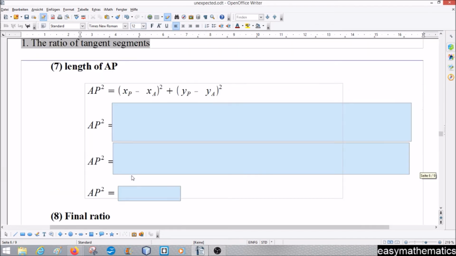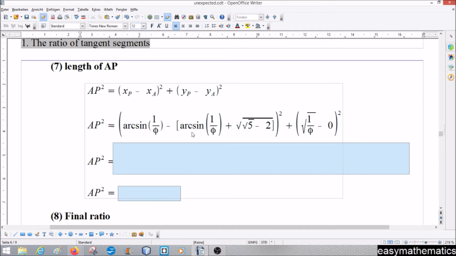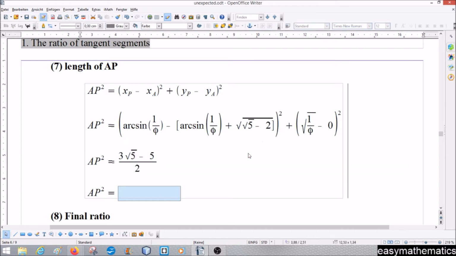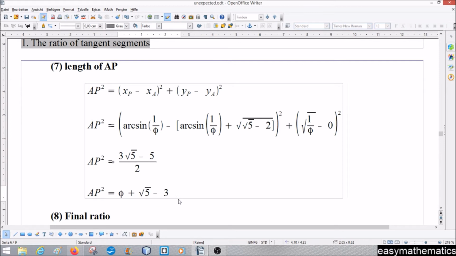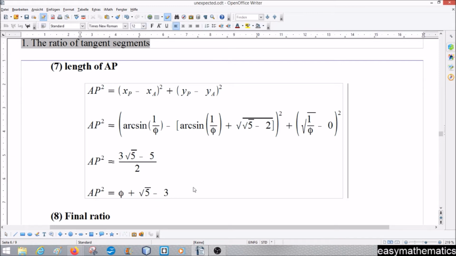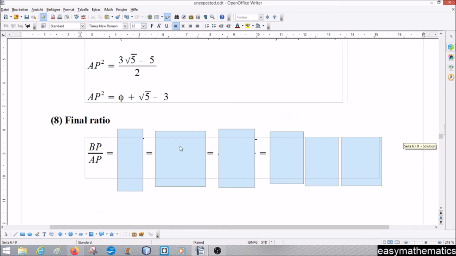We play the same game for AP. We plug in the values. Also here the arcsine cancels out, and what we are left with is 3 times square root 5 minus 5 over 2. If you like, it's not necessary, you can write it as 5 plus square root 5 minus 3. Not necessary. And now we can take care of the final ratio.